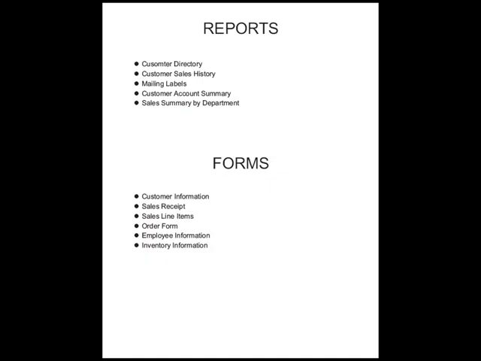Here's a quick list, again you'd be doing it on paper, of the forms and reports that I can see from the task list. In the reports, whether they be on screen or printed, we have our customer directory and sales history, the mailing labels, our customer account summary, and the sales summary by department. The forms that we're going to need to enter that information will be customer information, employees and inventory, obviously, at the bottom of that list, and then, of course, the sales receipts and line items, and the order form to bring more inventory into your store.